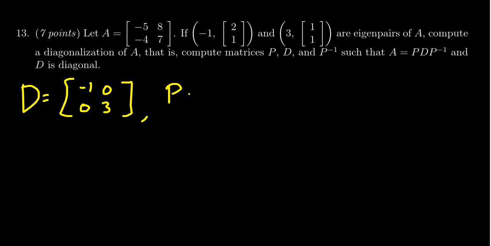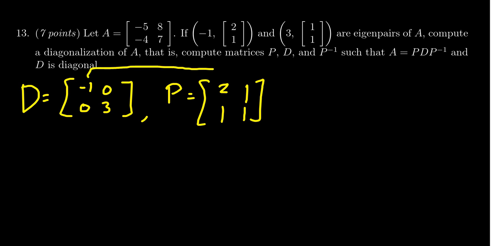Then the matrix P is going to coincide with an eigenbasis of the corresponding eigenvalues. Since we know that 2, 1 is an eigenvector for the eigenvalue negative 1, the first column of P is going to be 2 and 1. The second column I'm going to take to be 1, 1, because 1, 1 is the eigenvector associated to the eigenvalue 3. Like I said, it didn't matter which order you did D in. You could do whatever order you want. Just make sure that these column vectors are in the same order, so that you always have an eigenpair.